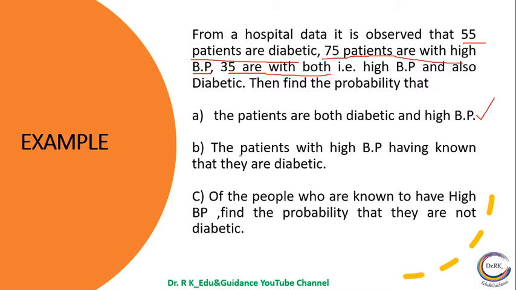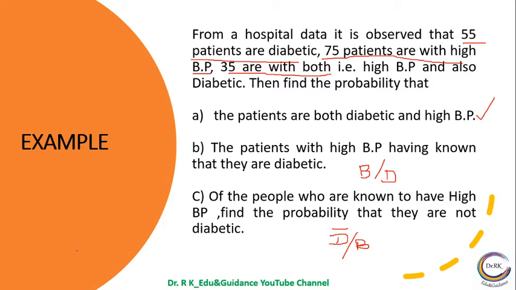If you see here, what we have to find is the patients who are having diabetes as well as high BP. That is nothing but a simple intersection, diabetes intersection high BP. Second, the probability that the patients have high BP, knowing that they are diabetic. So this is a conditional event. Already they are diabetic, so what is the probability that they are having BP? Third, of the people who are known to have high BP, find the probability that they are not diabetic. That means the first event that happened is BP, then what is the probability that they are not diabetic? Diabetic is D, so D complement.